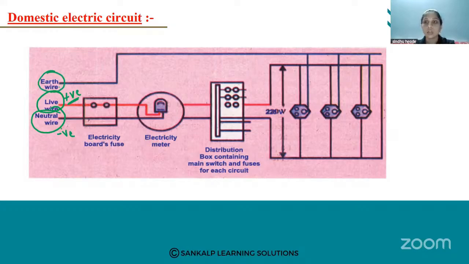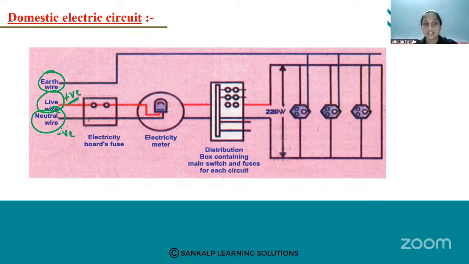I think you might have heard this word earthing, right? Where do we use it? We use it in these circuit connections. Mainly this circuit connection contains three types of wires. One is the live wire, second is the neutral wire, and third is the earth wire.